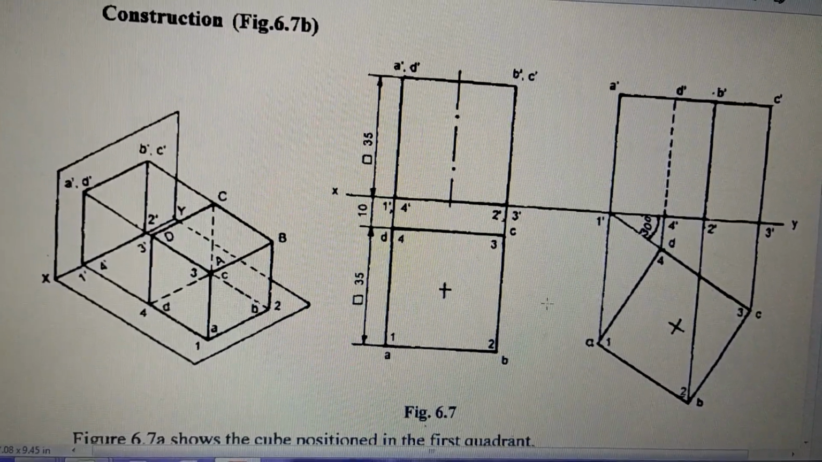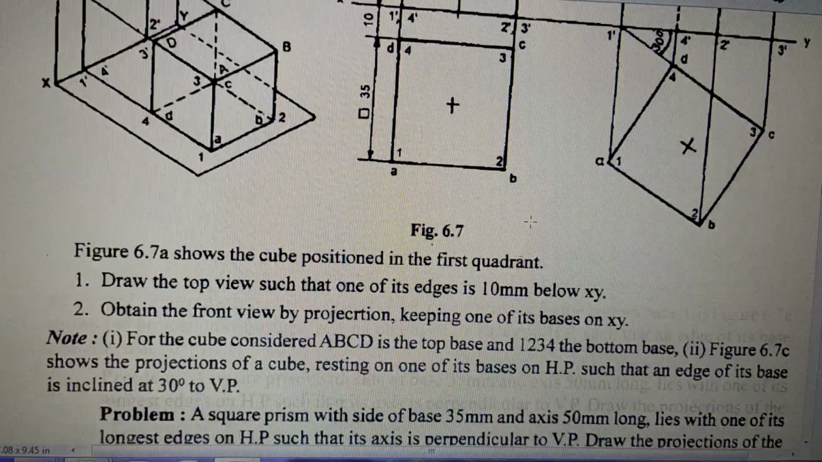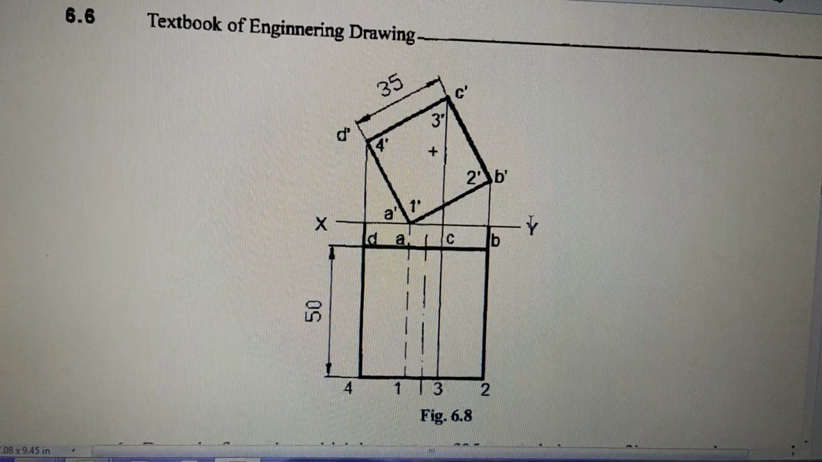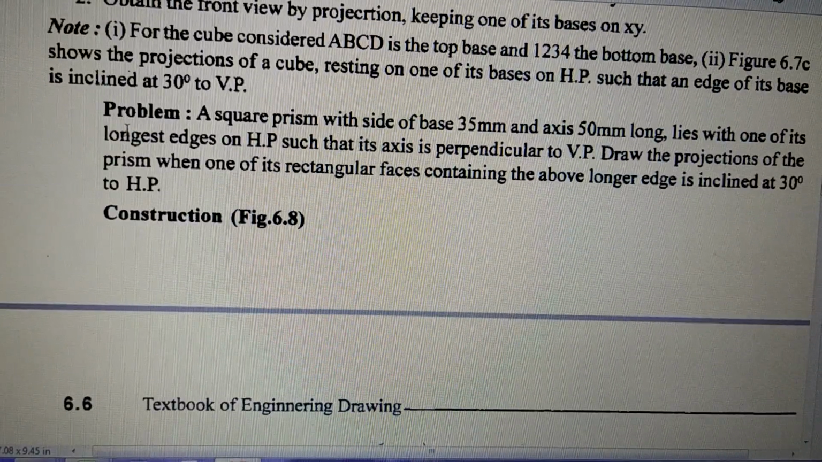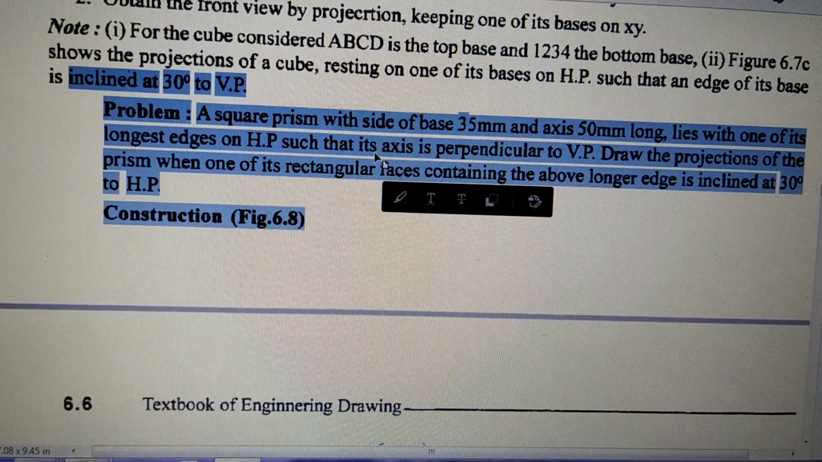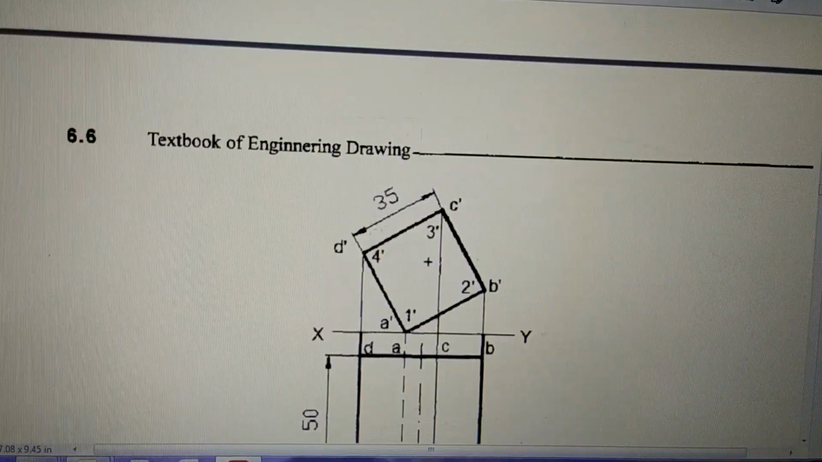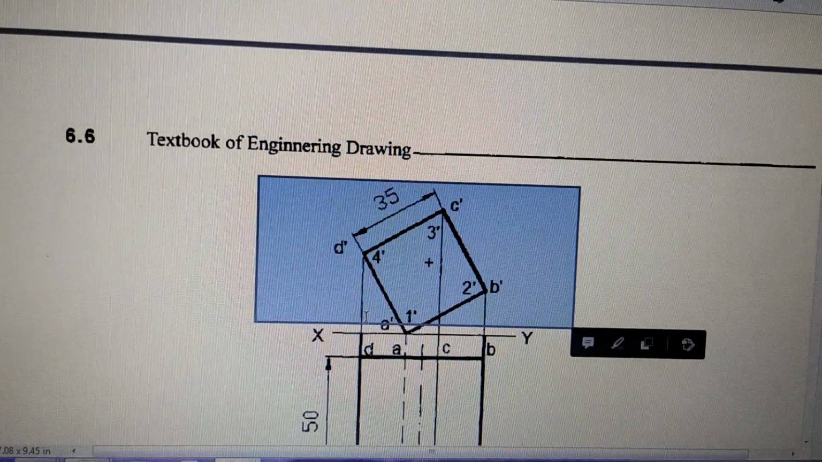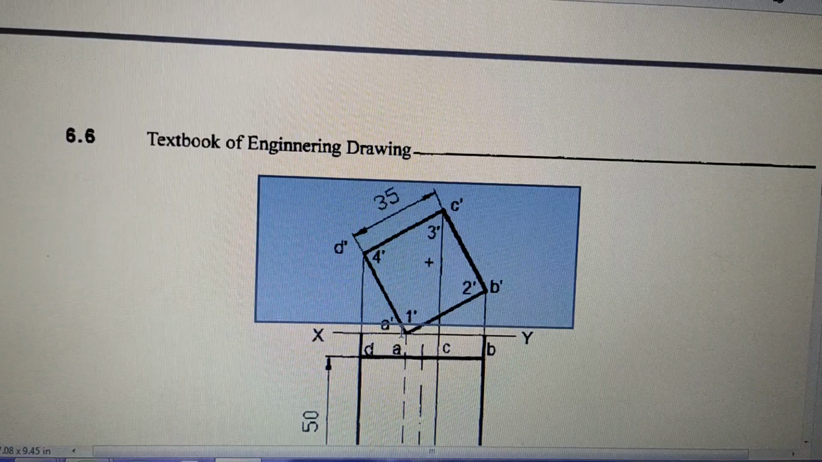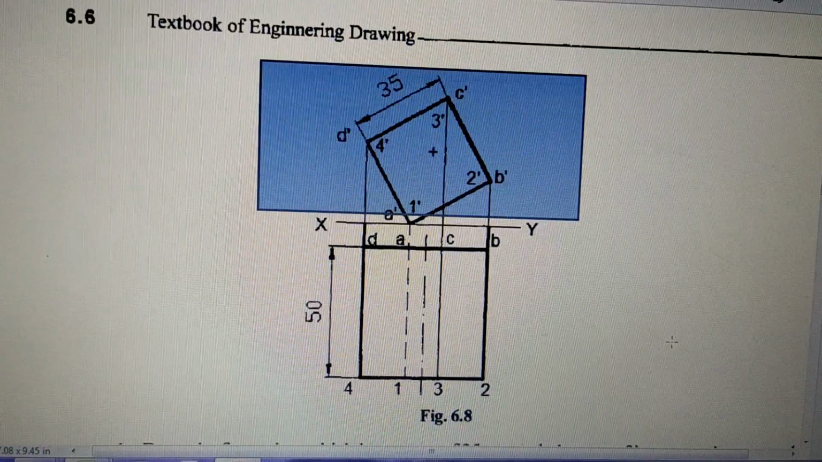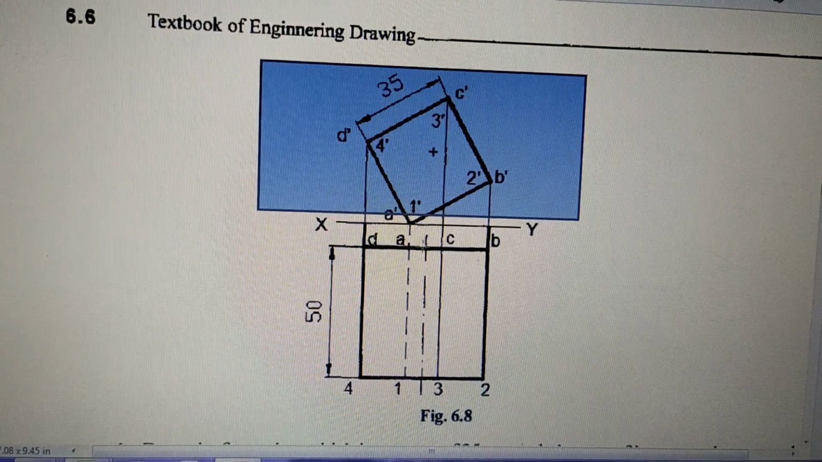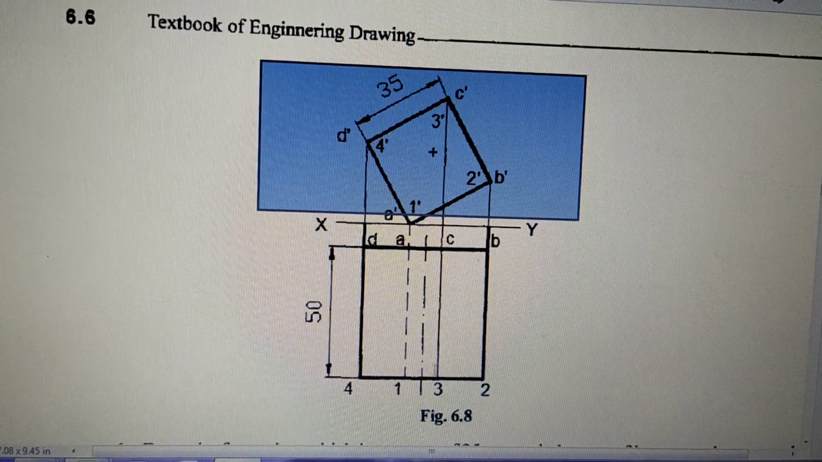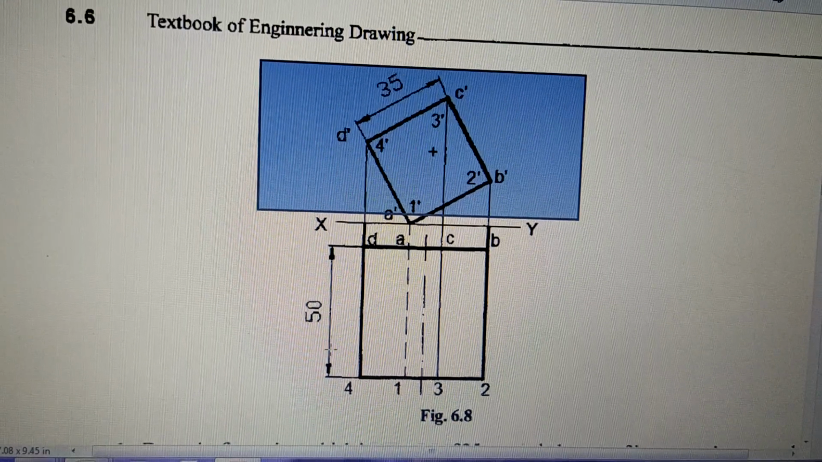So once you understand one problem, the rest of the problems I am going to show you quickly, because now you understood the procedure. So now this is the exercise, and this is a description of the exercise. As per this description, this figure is drawn. There is a square prism. Now this square prism is resting on the HP on one of its edges and its axis is perpendicular to the VP. The sizes are given and then this is the final drawing.